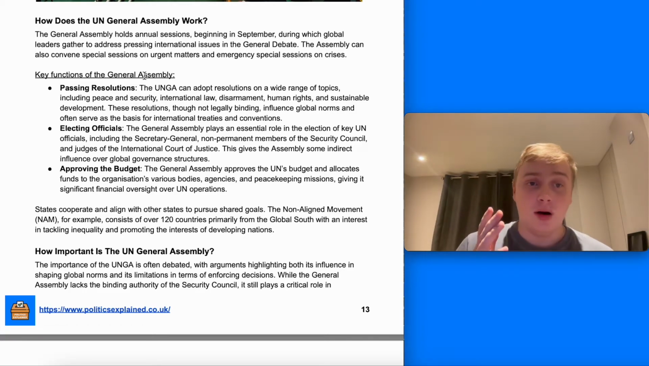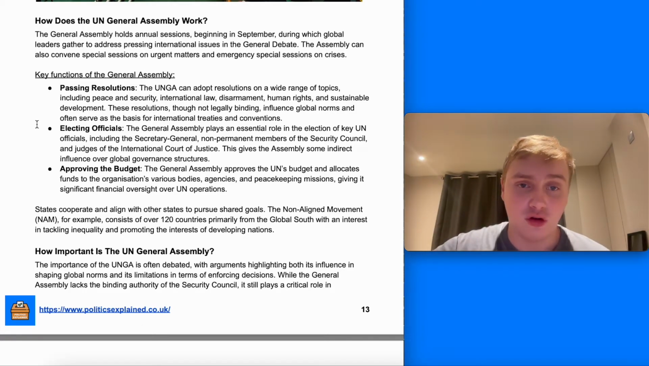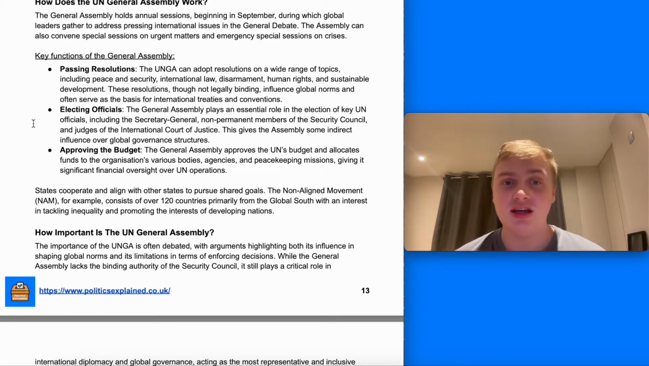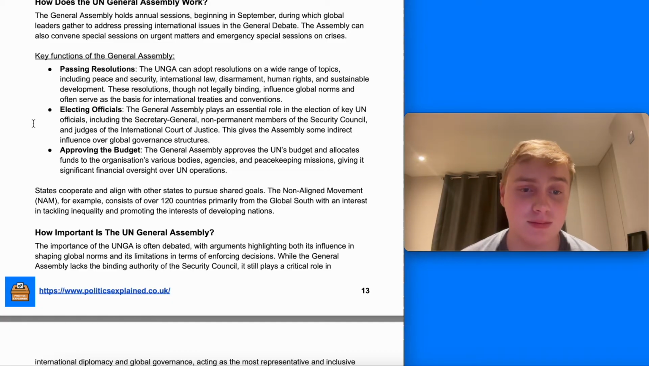Key functions include passing resolutions, so it can adopt resolutions on a wide range of topics, including peace and security, international law, disarmament, human rights, and sustainable development. These aren't legally binding, crucially, but they can influence global norms and serve as the basis for international treaties and conventions, so they can have some impact. It also elects key officials in the UN, including the Secretary General, non-permanent members of the Security Council, and judges of the International Court of Justice, and it approves the UN budget.